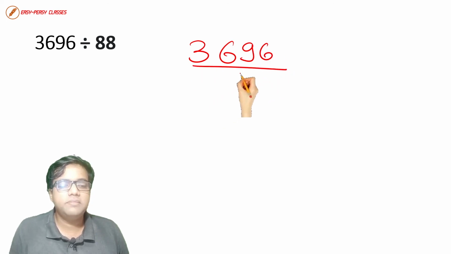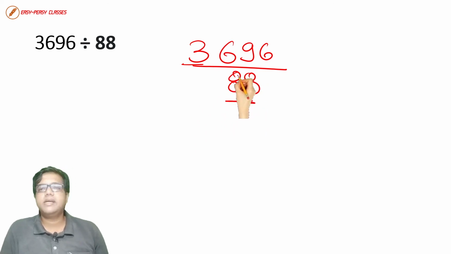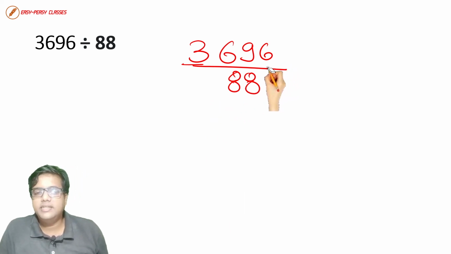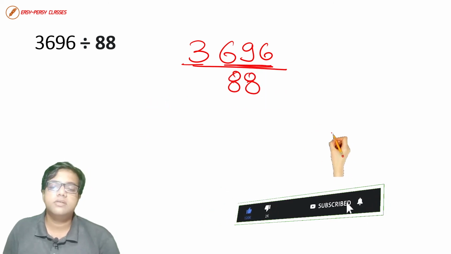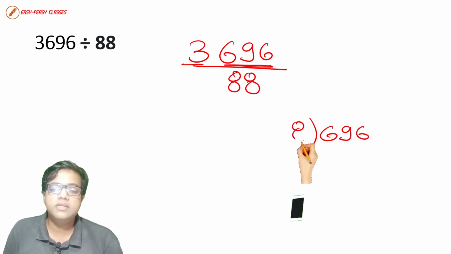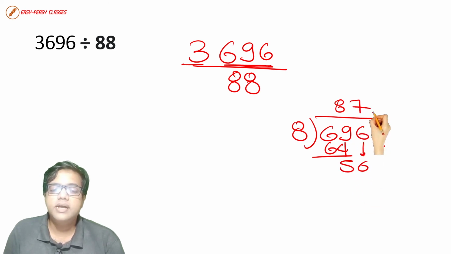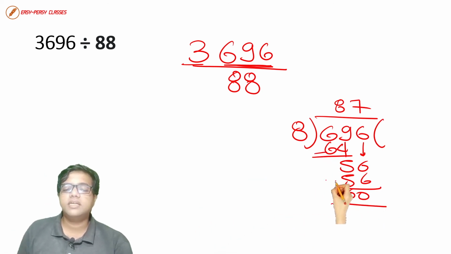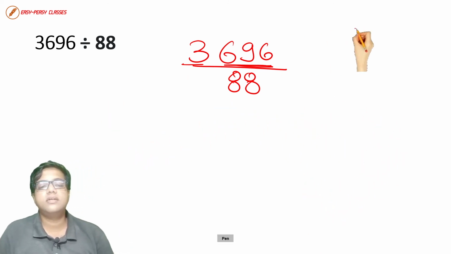3696 divided by 88. By looking at this question, the down number is divisible by 8 because 8 11s is 88. What about the top part? We need to check the last 3 digits. 696. Remember the divisibility rule for 8? 696. 8 8s is 64. You are left with 5. 6 comes down. 8 7s is 56. You get the remainder 0. That means the given number is totally divisible by 8 because the last three digits are divisible by 8.